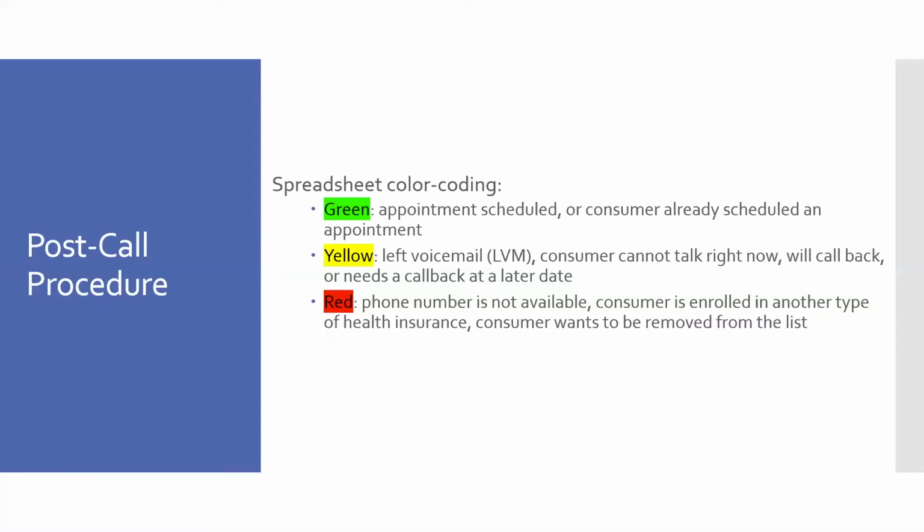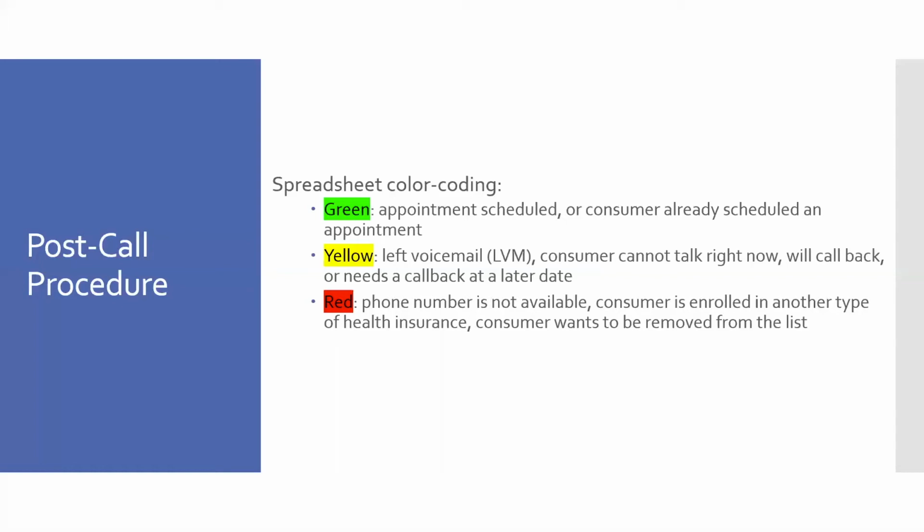And then individuals that you will mark red are individuals where the phone number is no longer available or disconnected, or the consumer has enrolled in another type of health insurance. Sometimes we see this with individuals who have in the last year enrolled in Medicare. They were on marketplace coverage between maybe retiring from their job and being eligible for Medicare. Now they're enrolled in Medicare, so they no longer need to be on our callback list. We don't need to harass them because I'm sure that Medicare is calling them plenty. So we want to mark them as red because we want to make sure that we don't call them again, and we don't call them in future years.